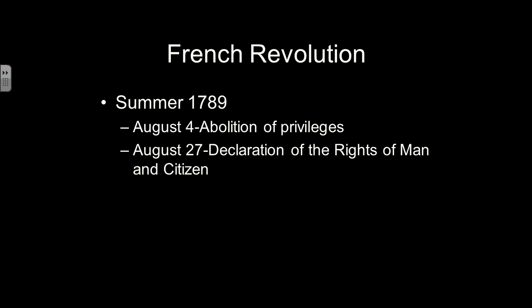abolishes all privilege. What does that mean? On August 4th, 1789, everybody in France was now a citizen, equal in rights to everybody else. There was no more church, nobles, and third estate. There was just French citizens. Everybody was equal in the face of the law. Everybody had the same rights. Everybody had the same obligations. No more privilege.